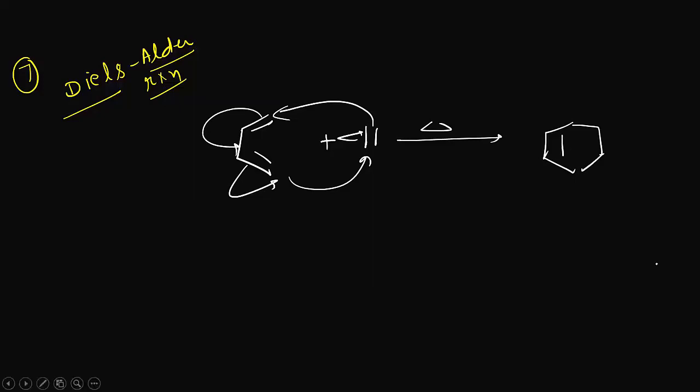Cyclohexene is the product. Here the product is cyclohexene. We are already aware of all the points: if you take cis alkene, the product is going to be cis. If you take trans alkene, the product is going to be trans. All those things we are aware of.